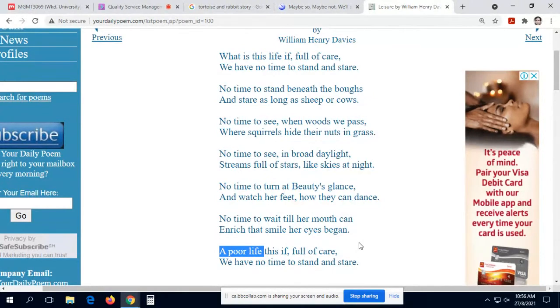A poor life this, if full of care. We have no time to stand and stare. What is this life if full of care? We have no time to stand and stare.